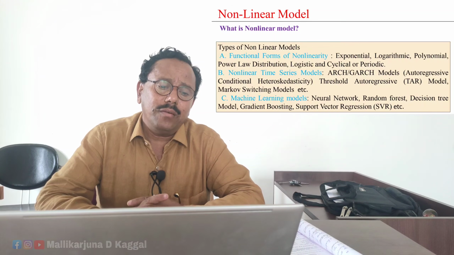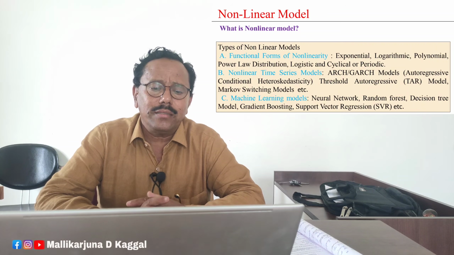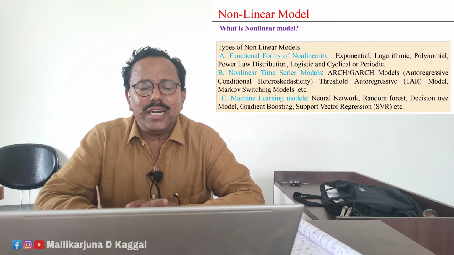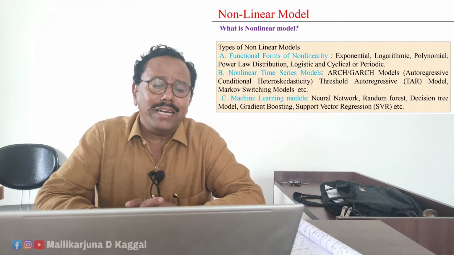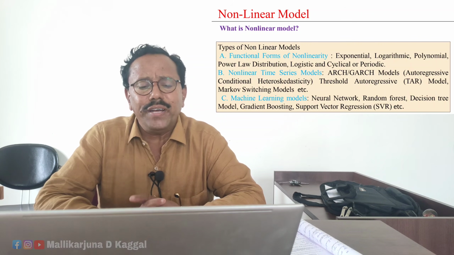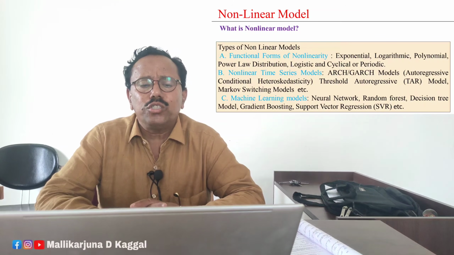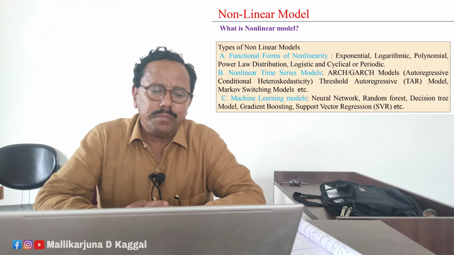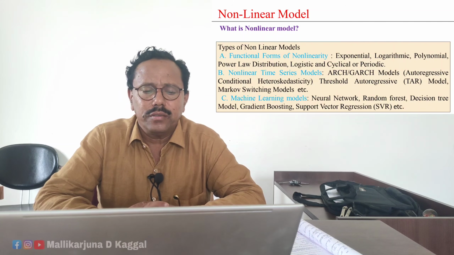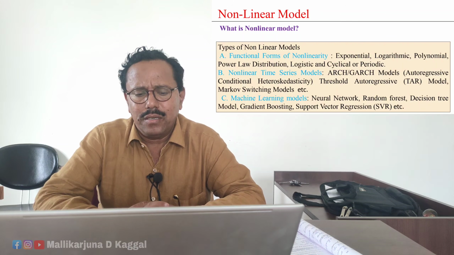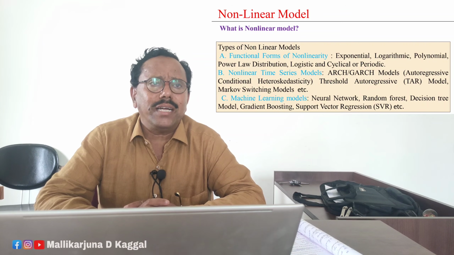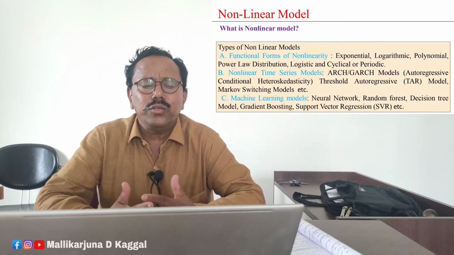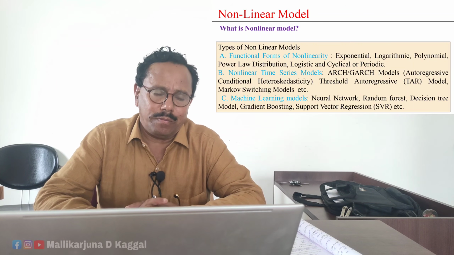The third is the much more complex models, called machine learning models. Why is it called machine learning? It is very difficult to calculate manually. We use software like Python, R, MATLAB, EViews, SAS. There are different software packages available for calculating machine learning models. We use them because they are all iterative models.